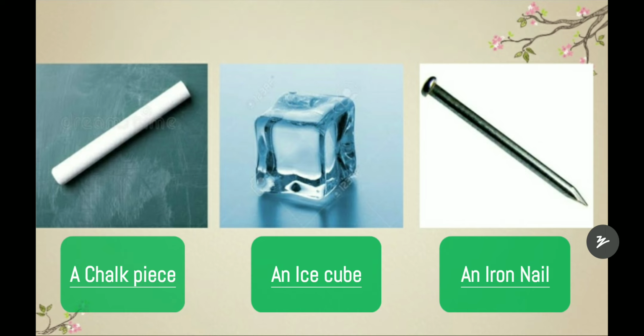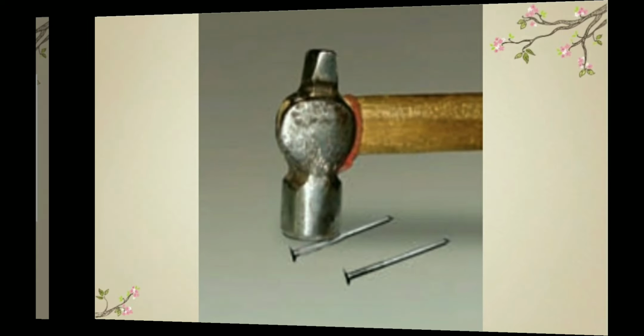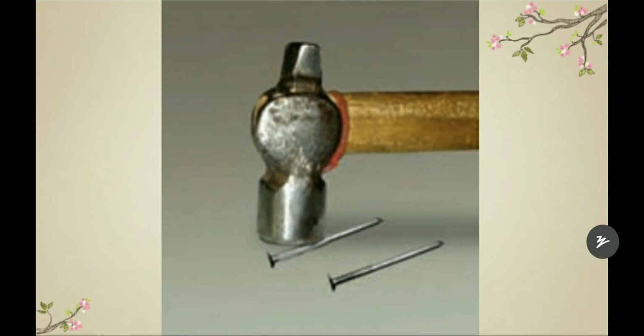If we take a piece of chalk, a cube of ice, and an iron nail and beat them with a hammer, the chalk piece will break. If you beat the ice cube with a hammer, it will break. So what would happen to the iron nail? The particles present in the iron nail have a strong force of attraction. Due to this, the particles attract each other, and that is why the iron nail remains the same.